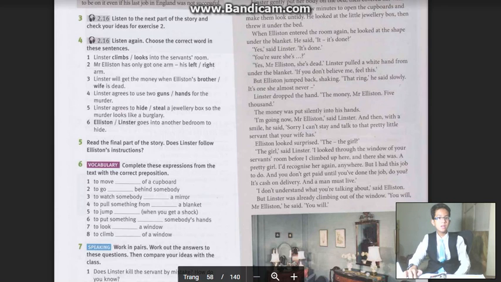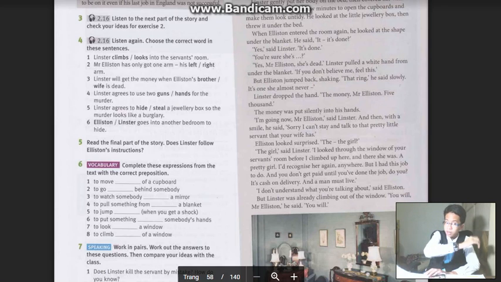Alright? So, also, in the last part of the story, you can see the last sentence. Mr. Ellison, he said, you will. So what does you will here mean? You will here is Ellison will realize what has happened as soon as he sees the victim's face and realizes his wife is still alive.